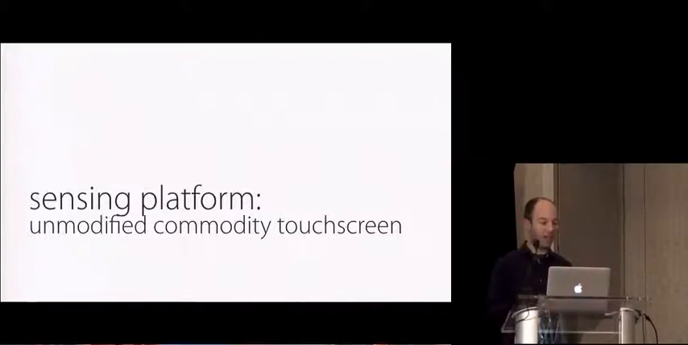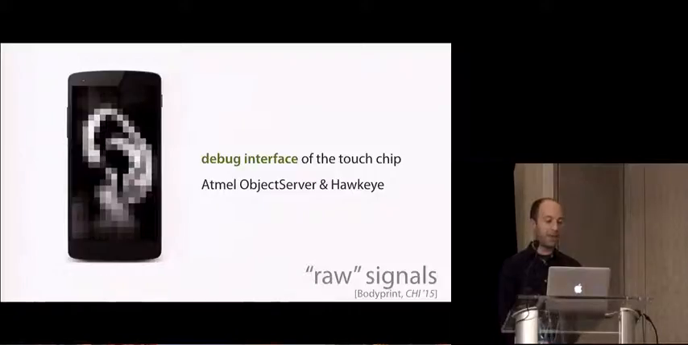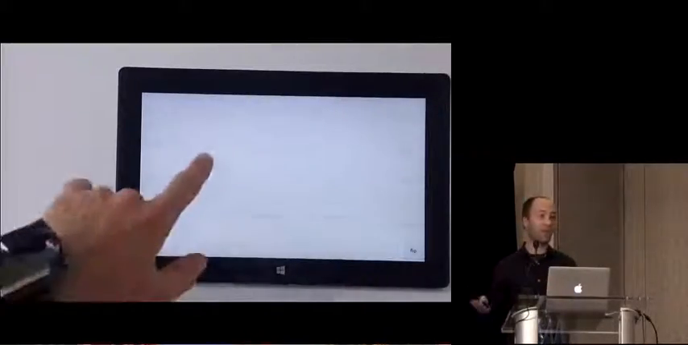So as a sensing platform, we use an unmodified commodity touchscreen, in our case a Microsoft Surface Pro 2 tablet, implementing the typical projected capacitive sensing, running Windows 8. And we're using something that we've done before, BodyPrint, presented at CHI this year. We're looking at the raw signal that we get from the device. Raw in quotes because it's after all the filtering.